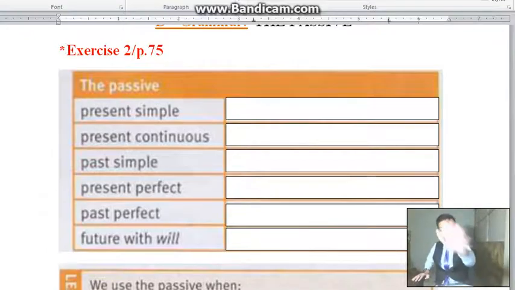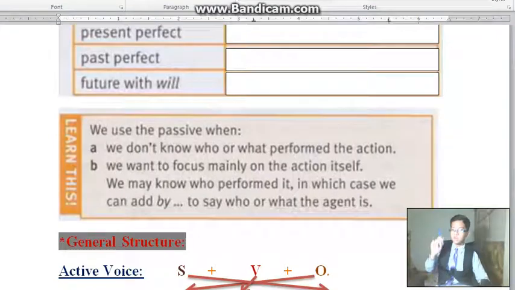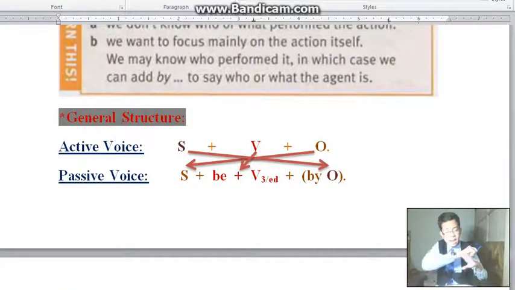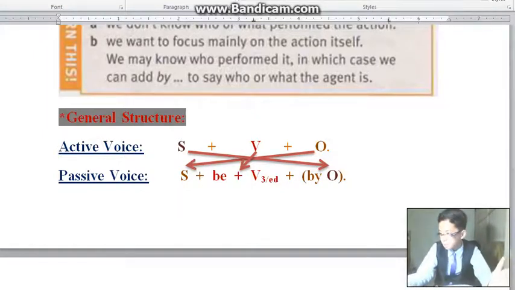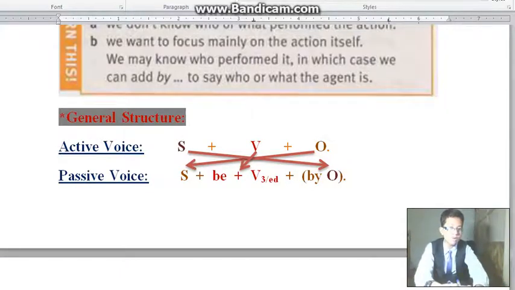So, we will do this so you will know. In every structure about passive, in every sentence about present simple, present continuous, past simple, past perfect, everything has to follow one structure, and here is the general structure for every form. First it is the active voice. It is subject plus verb plus object. That is the structure of a normal, formal sentence.